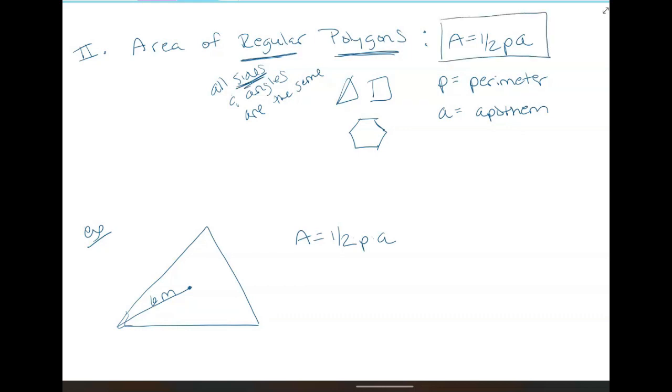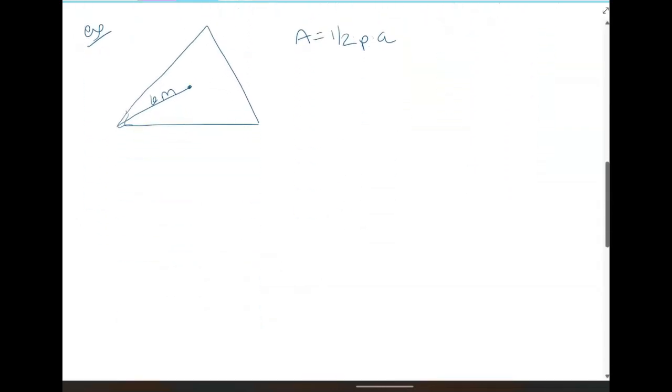Our general formula for finding the area of regular polygons is area equals 1/2 P times A, where P is the perimeter of the polygon and A is the apothem. We have mentioned that before, but let's just review what the apothem is. The apothem is the line from the center of the polygon to a side that forms a right angle. That's important for us because that's going to help us construct a right triangle and then be able to use all of our fun new tools.